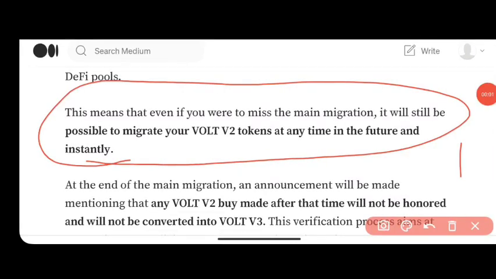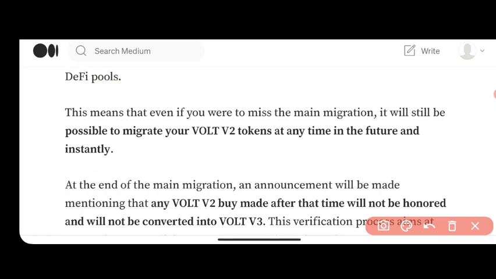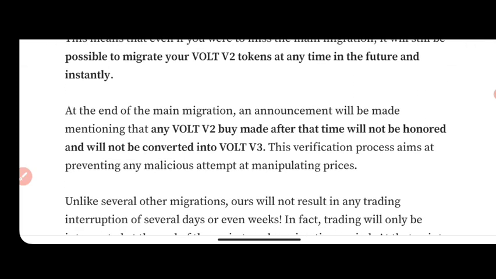I'm going to read this particular part that says this means that even if you are to miss your main migration, it will still be possible to migrate your token at any time in the future and instantly. So this is different from the v2 token, where we migrated from our v1 to v2. This is a v2 to v3 migration, so it is going to be for the future. In case you miss the updates, you can still migrate.